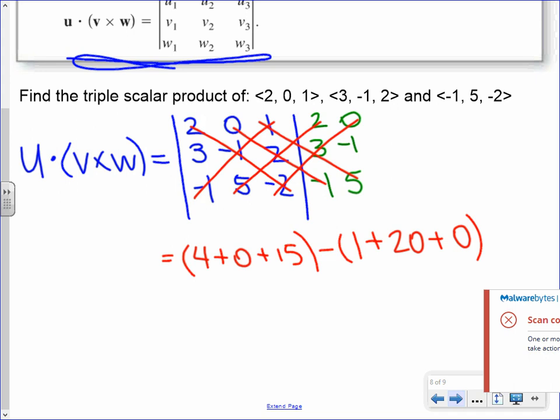Oh, we get 19 minus 21. Right? You get negative 2. What did you get? We had 6. We had negative 6.